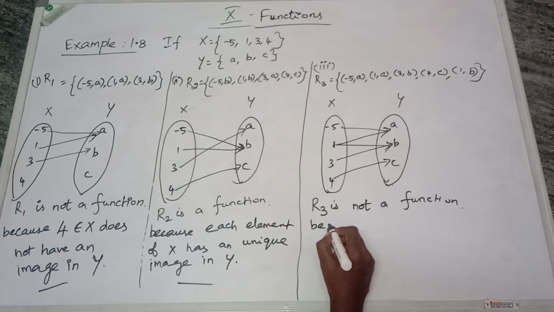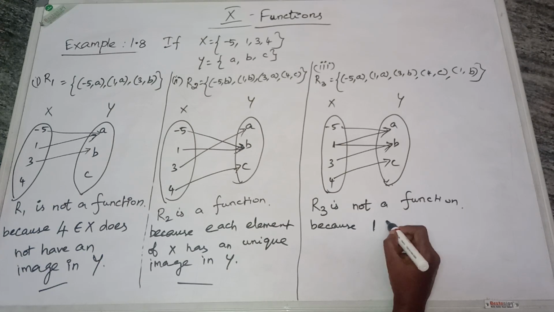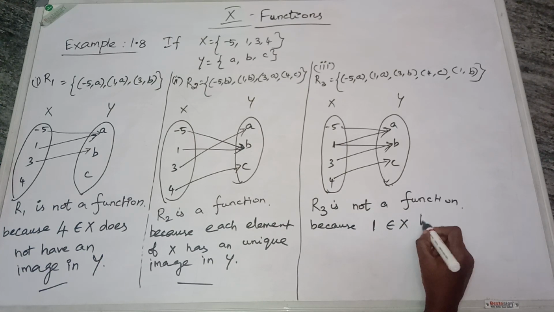Because the element 1 belongs to X, 1 is in domain, has 2 images.